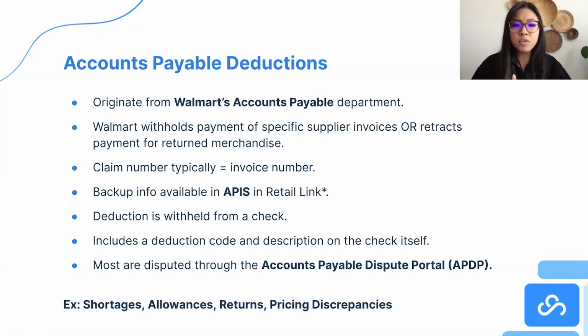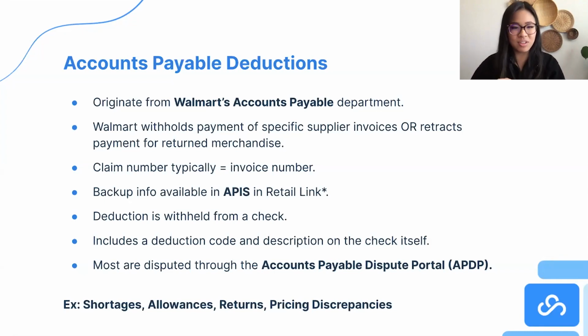Claim numbers are typically going to be the invoice numbers, and you can find backup information for AP deductions in an app called APIS, which stands for the Accounts Payable Inquiry System, in Retail Link. How you know this is an AP deduction is that it is going to be withheld from a check, and the key point is that it's going to include a deduction code and a description on the check itself. I'll make a note on why I pointed this out when we head over to the accounts receivable type deductions.